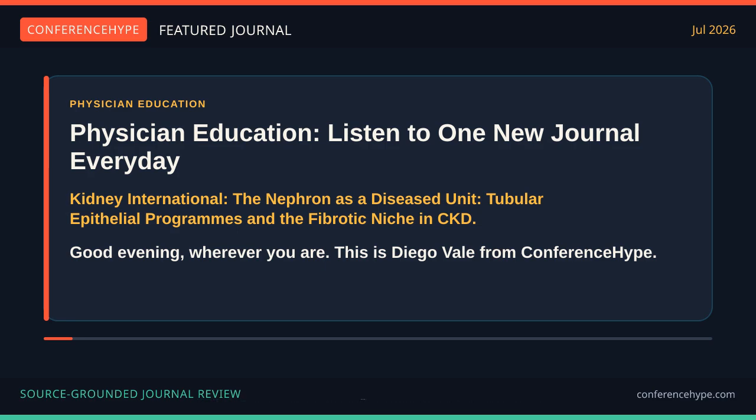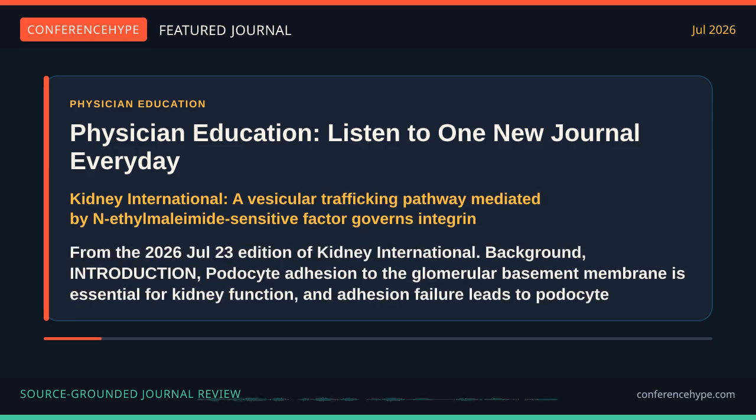From the 2026 July 23 edition of Kidney International. Background: podocyte adhesion to the glomerular basement membrane is essential for kidney function, and adhesion failure leads to podocyte loss and glomerulosclerosis. Methods: we performed single-cell RNA sequencing on kidneys from doxycycline-inducible podocyte-specific TLN1 knockout mice, an established model of impaired focal adhesion before overt kidney dysfunction.